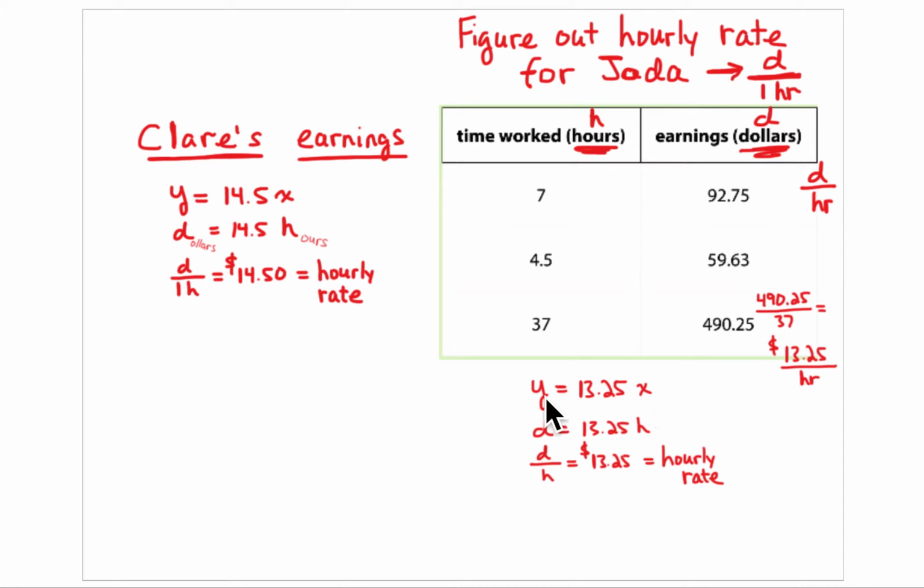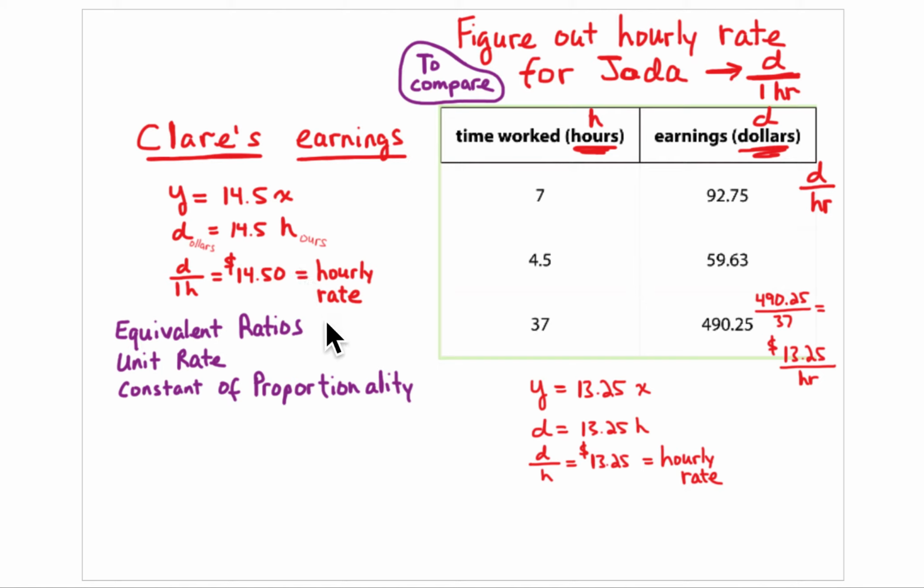So the number of units in the vertical direction is 13 and 1/4 (I think I said a half, but 13.25) times the number of units in the horizontal direction. So 1 hour, $13.25. 2 hours, $13.25 times 2, times 3, times 4, and so on. Okay, her hourly rate is $13.25. Claire's hourly rate is $14.50. So how much more does Claire make every single hour? Well, she makes $1.25 more every hour.